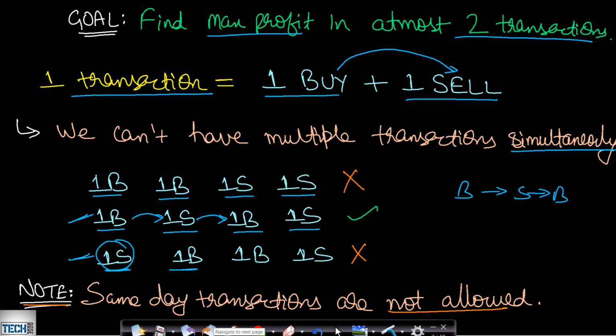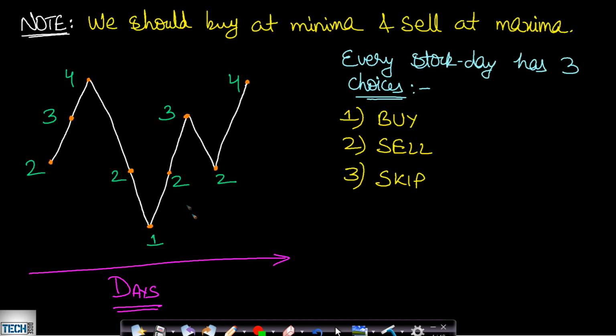So how do we solve this problem? Well, in this case, a very logical solution is we should buy at minima and then sell at maxima. If you see this graph of price, then if we buy at this minima and sell at this maxima, we will be making a profit. If we buy at this minima, sell at this maxima, we will be making a profit, and similarly for this 2 and 4 as well. But how do we decide which minima to choose and which maxima to sell?